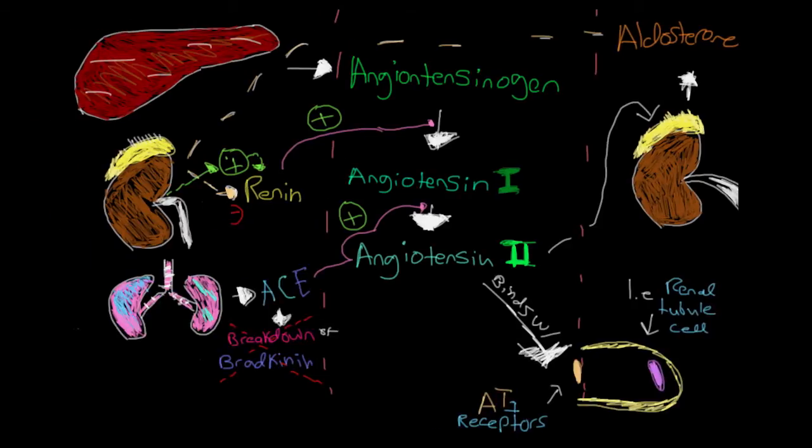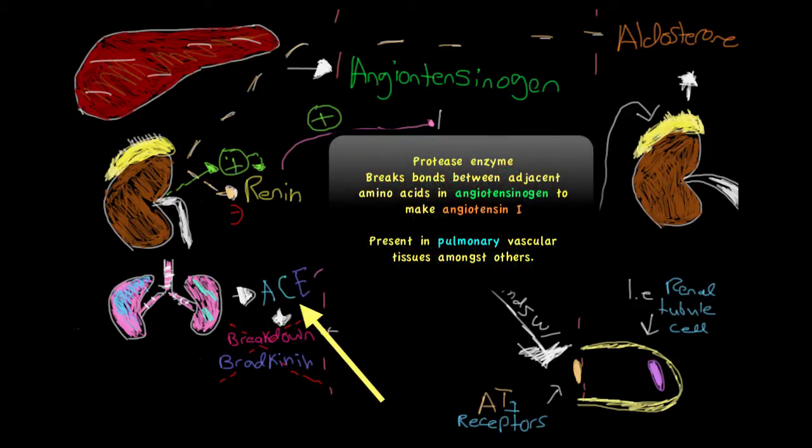So let's get back to looking at the RAS mechanism, and take a look at what happens after renin has catalysed the transformation of angiotensinogen into angiotensin 1. So when our newly formed angiotensin 1 molecule circulates through to the lungs, it is further reacted with, and further amino acids are cleaved off it to produce the highly bioreactive angiotensin 2. This process is brought about by angiotensin converting enzyme, or ACE. And this is another protease enzyme that breaks the bonds between adjacent amino acids in the angiotensin 1 molecule.